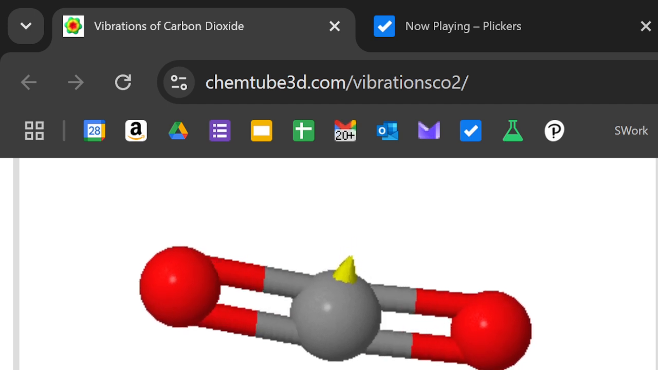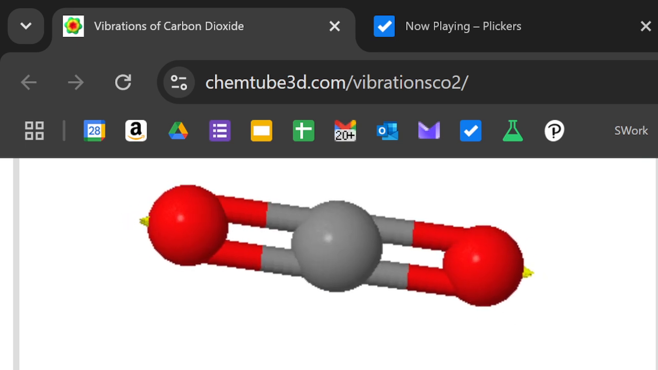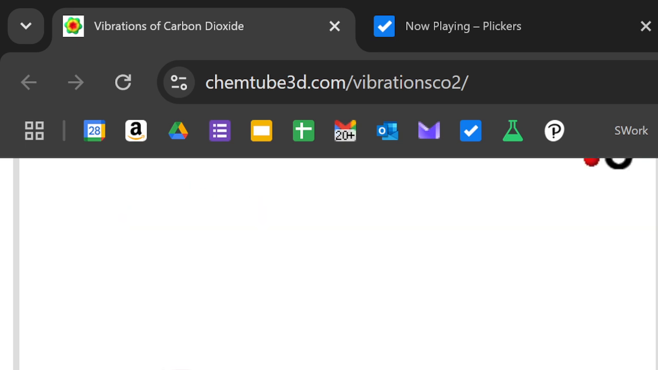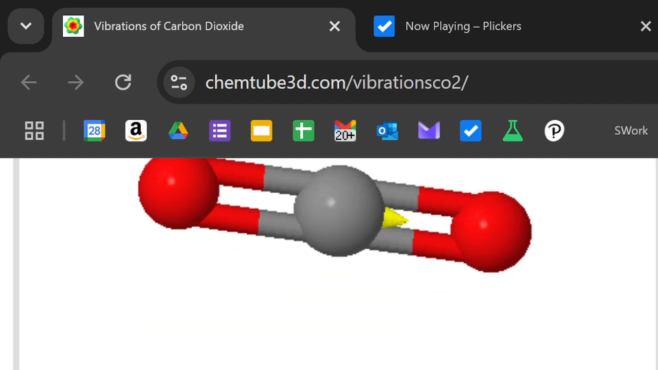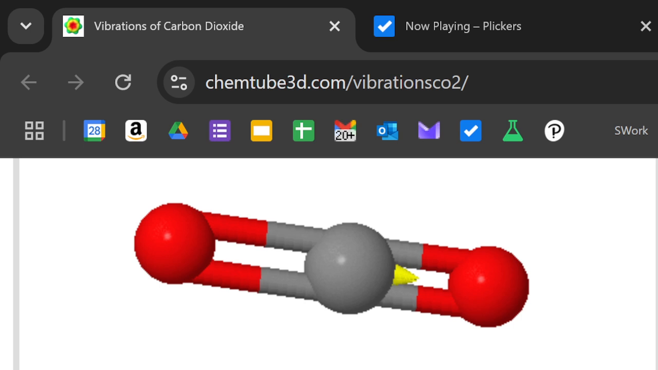And then that right there is your symmetric stretch. And that's what your asymmetric stretch looks like. Okay. Everybody see those okay? All right. Fantastic.